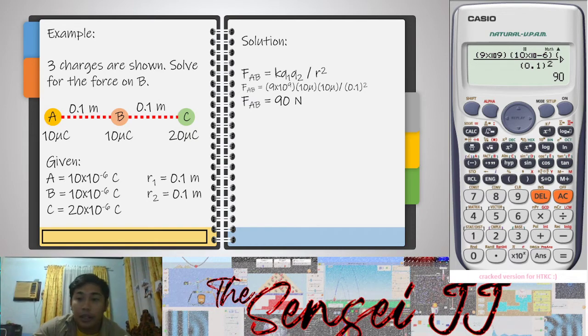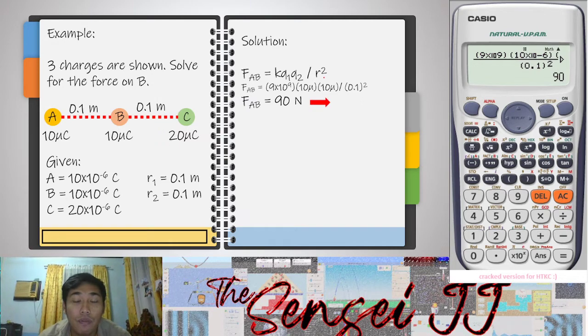But in case we use it in our exam, please write all of it, so don't skip anything. Okay? You don't need to use the micro symbol. For the purposes of this discussion, I just have to shorten it. But in our computation, you can see in our calculator, we use 10 times 10 raised to negative 6. Okay, so that is it for our force AB.